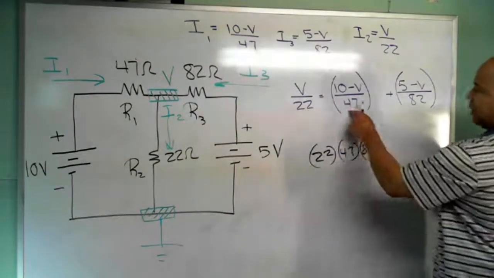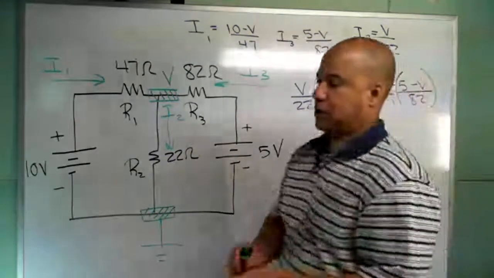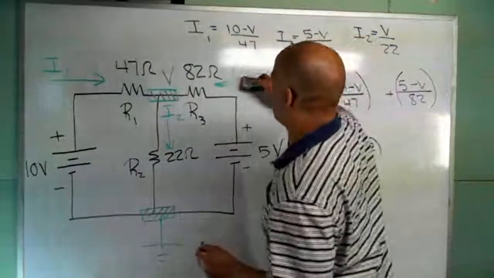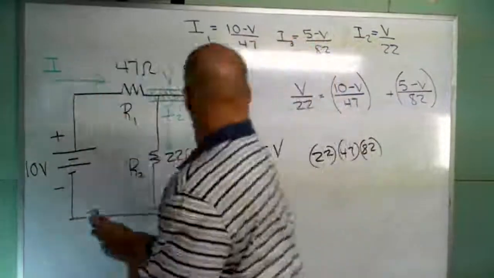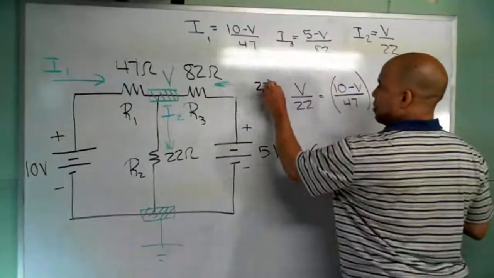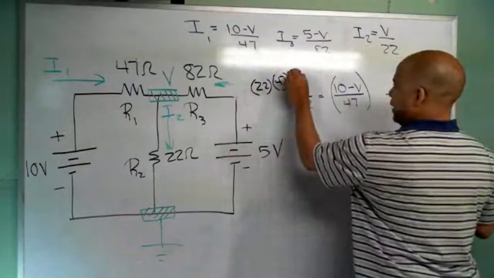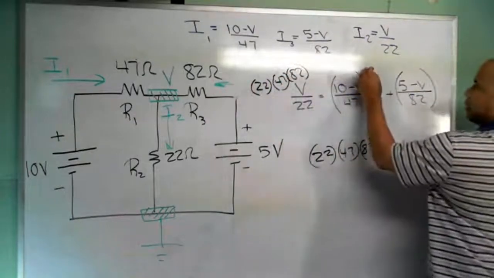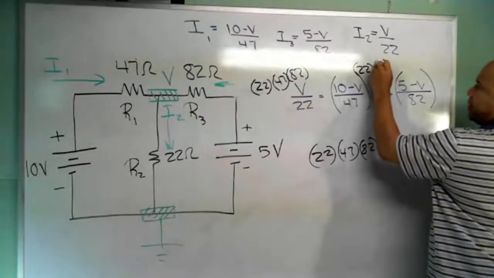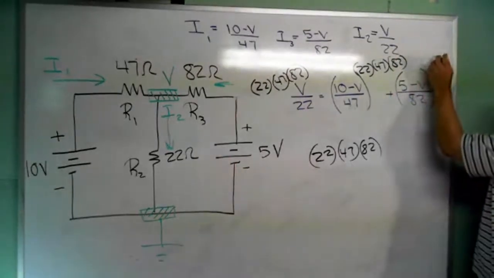I'm just going to multiply all these together. That'll give me a common denominator. So I'm going to multiply each term by that. So we multiply this by 22, 47, and 82. Multiply this by 22, 47, and 82. And I'll do the same thing here.